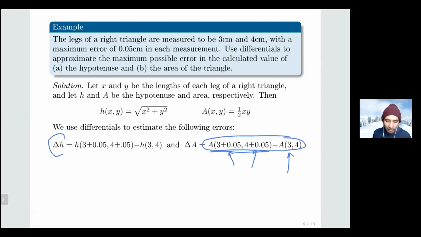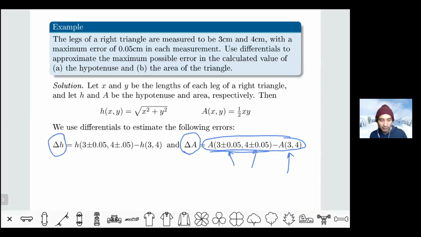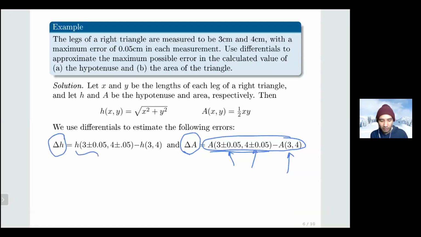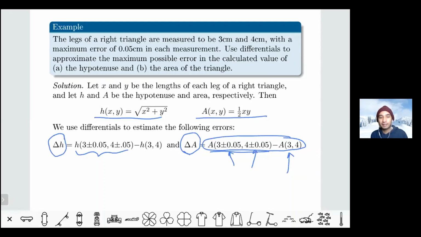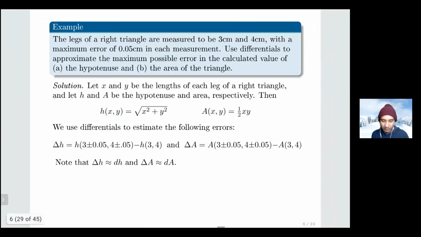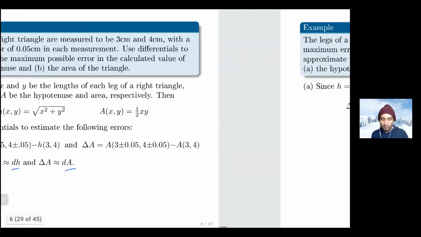So, gusto nating i-estimate itong delta H and delta A. Of course, if you have a calculator, pwede nyo namang computein na lang yan. No? Kasi given naman yung H saka capital A. But let's use differentials kasi mas madali pag gumagamit tayo ng differentials. So ano nga ba ulit yung differentials? So DH and DA, there's a formula for that.